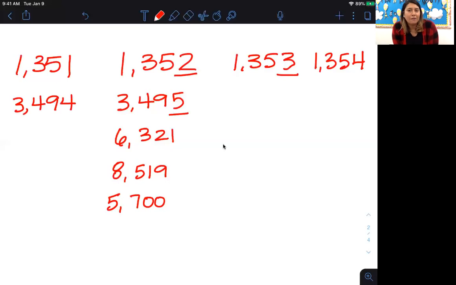What would come after 3,495? We're not going to panic. We're just going to look at the number in the ones place, which is 5. What number comes after 5? Did you say 6, Mickey? You're exactly right. 3,496. You got it.